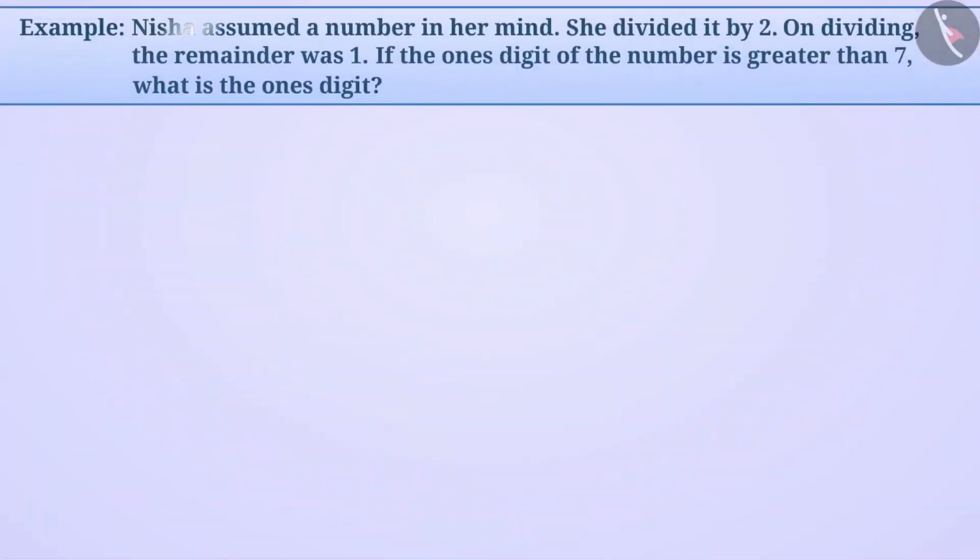Nisha assumed a number in her mind. She divided it by 2. On dividing, the remainder was 1. If the ones digit of the number is greater than 7, what is the ones digit?